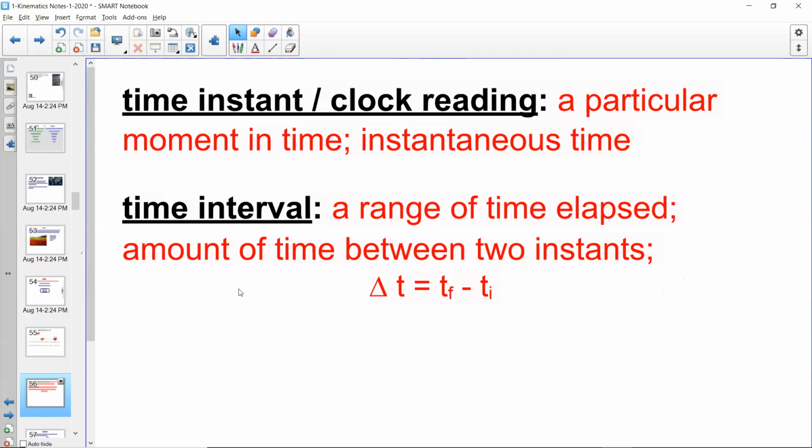So here's a couple more definitions for you. I'll just give you a few seconds to read it, jot something down in your notes, and then we'll discuss it.